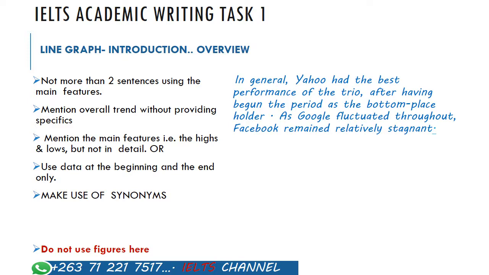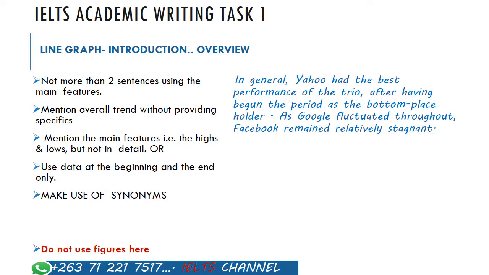We now write the overview, and then afterwards we will analyze it. In general, Yahoo had the best performance of the trio after having begun the period as the bottom placeholder. As Google fluctuated throughout, Facebook remained relatively stagnant.